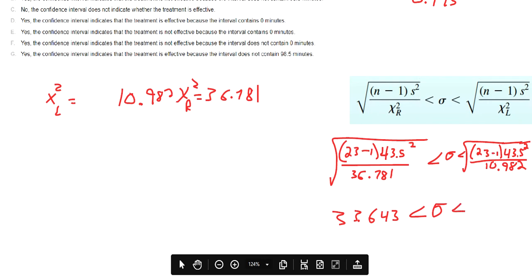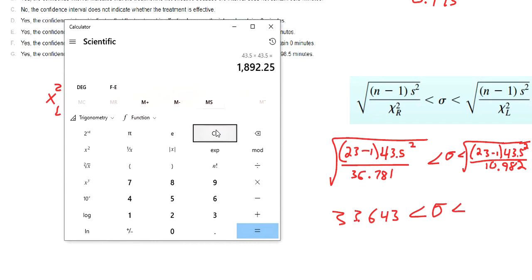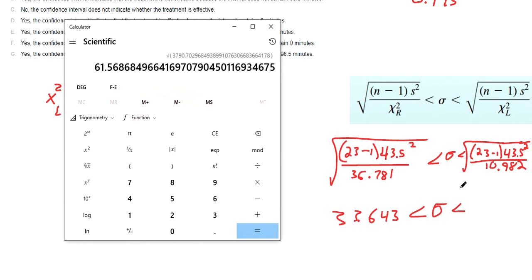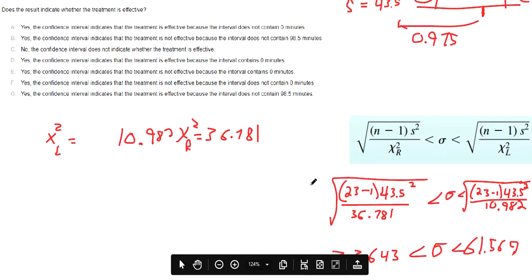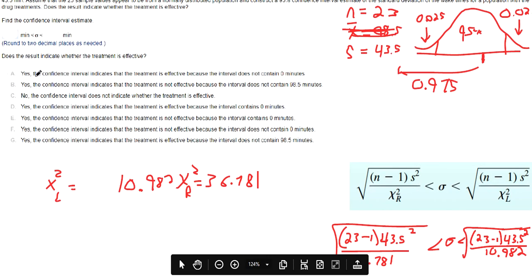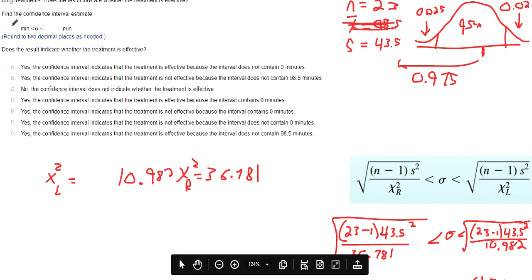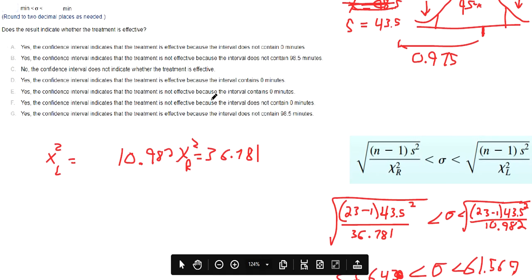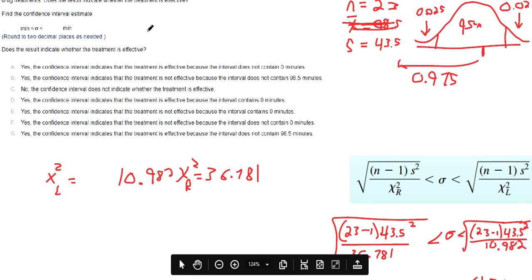And then same thing over here. I'm going to do the squaring first because that's what comes first in the order of operations. And then multiply that by 22, then divide it by 10.982, and then apply the square root, 61.569. So there's our confidence interval. I think it said to the second decimal place. So I'd say 33.64 for the left endpoint, and then 61.57 for the right endpoint.